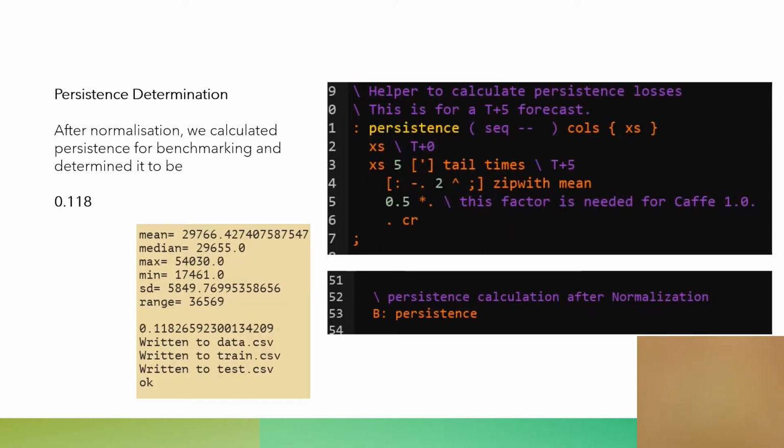The next step is to determine the persistence, which we use a factor of 5 and arrive at our persistence value of 0.118. This is a number to beat.